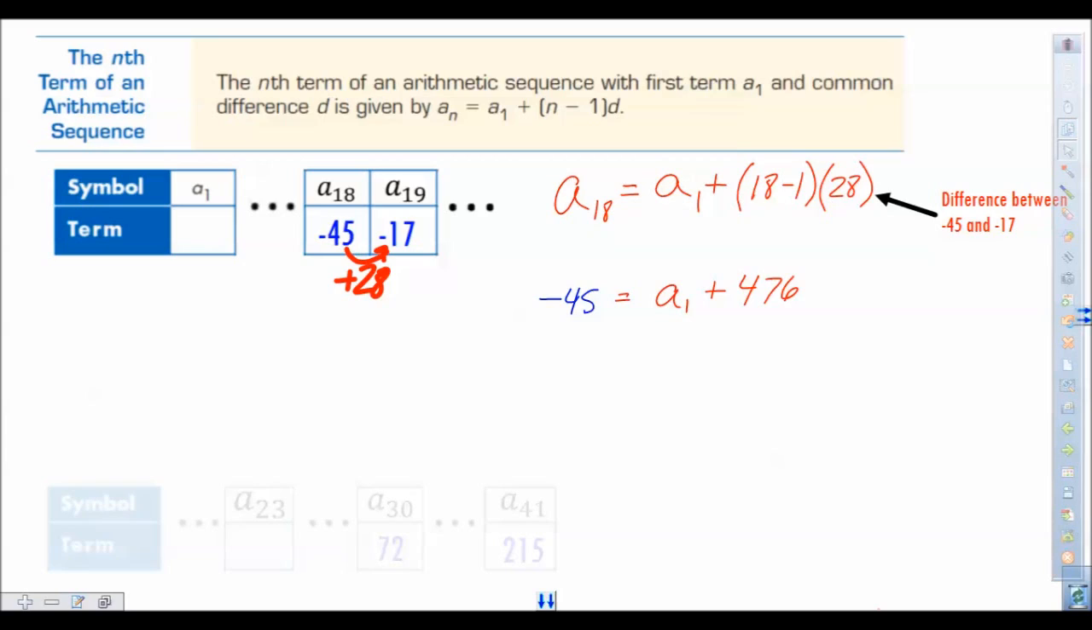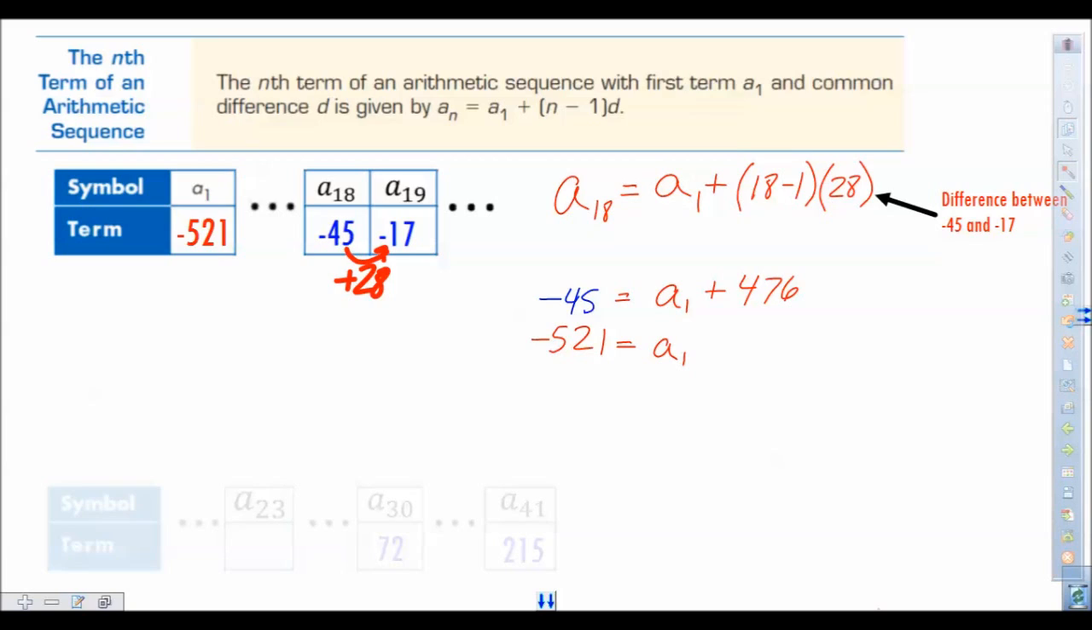Next, we know that the 18th term is -45, so I'm substituting that in there. Simplifying over here, 18 minus 1, that's 17. 17 times 28 gives us 476. So now this just becomes a simple algebra problem of subtracting 476 from both sides. Let's compute that answer. So now we have negative 521 for the first term.